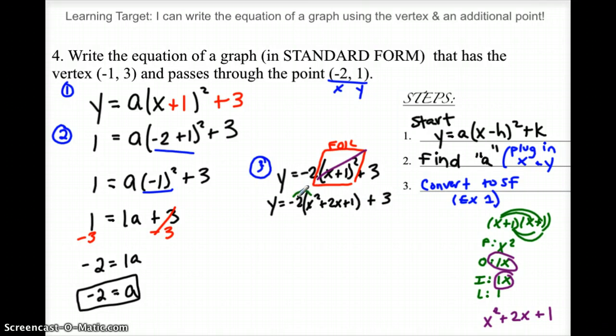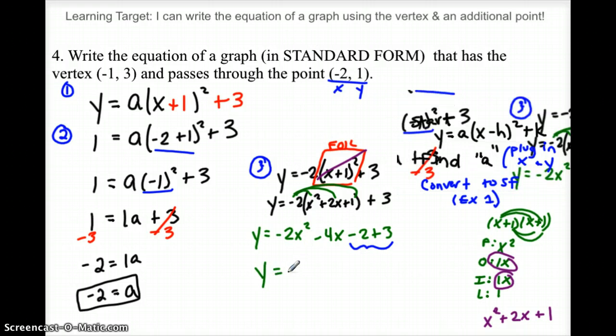So my next set of directions is to distribute that -2. And so I would end up with y equals -2x squared minus 4x minus 2 plus a 3. Last thing is, you've got some like terms here at the end. So add them, clean this up.